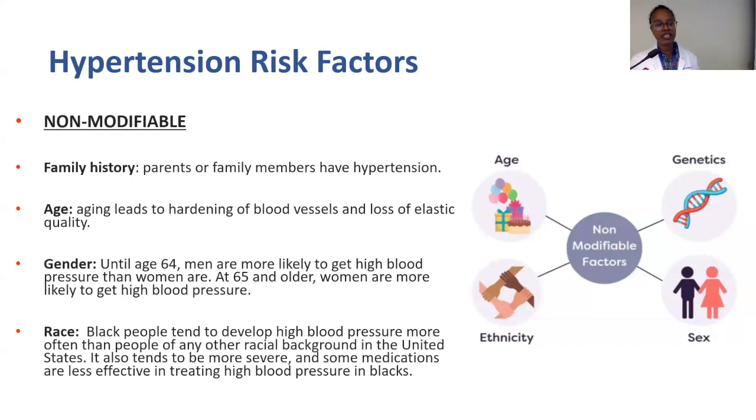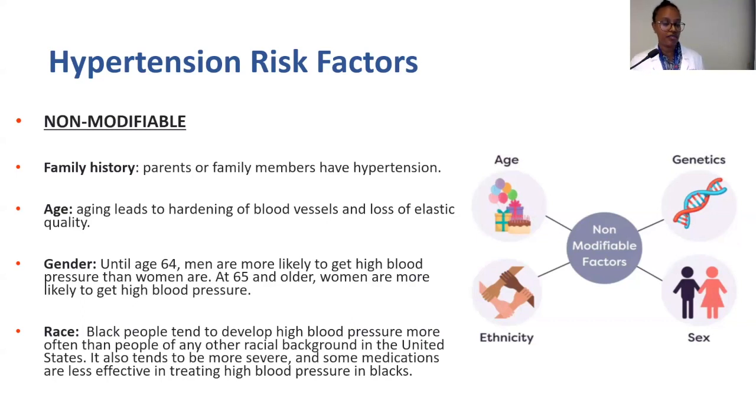Gender: until the age of 64, men are more likely to get high blood pressure than women are. And at age 65, women typically catch up. This is a phenomenon understood not only in hypertension, but also in other cardiovascular diseases. Estrogen tends to be protective for women. Menopause happens around the age of 50, and in about a decade or so, we catch up. But when we catch up, we catch up quickly. So around age 65 is typically when women start presenting with heart disease, including hypertension.